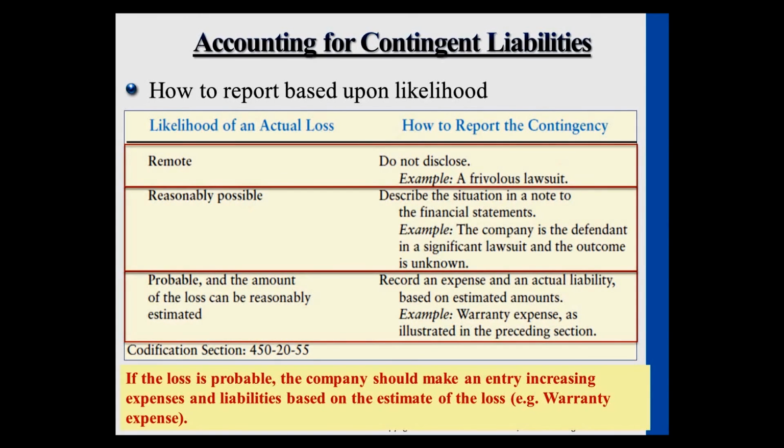So the idea is very similar to allowances. Remember in Chapter 8, we estimate potential uncollectible accounts. Right? We estimate it based on prior experience. Here we also do the estimation based on previous experiences, if it's highly likely this loss will occur.